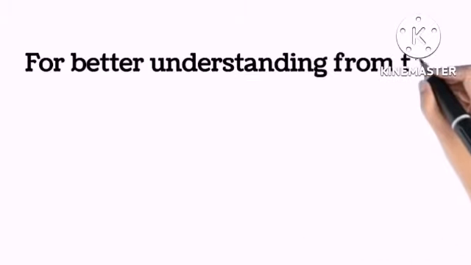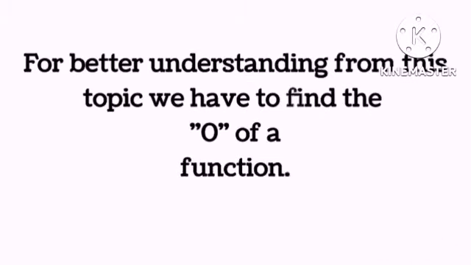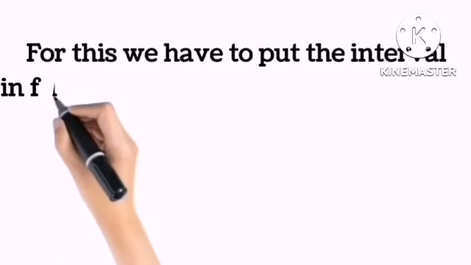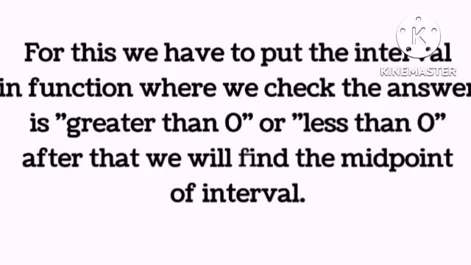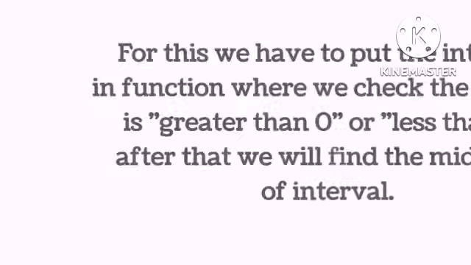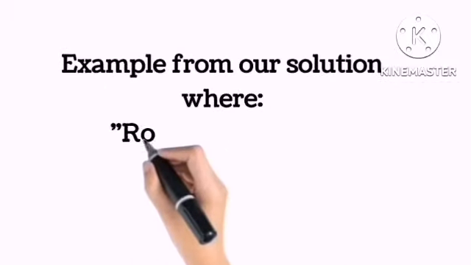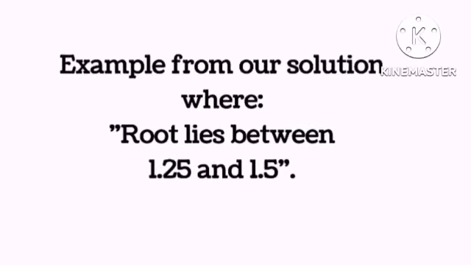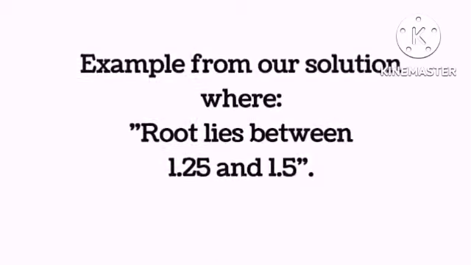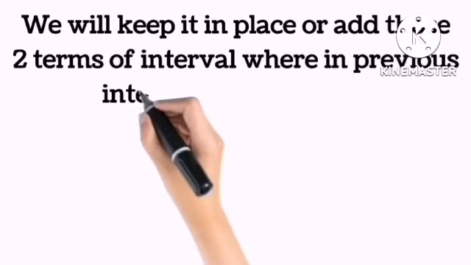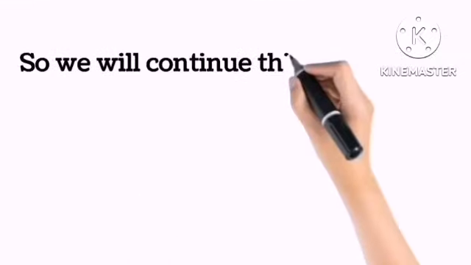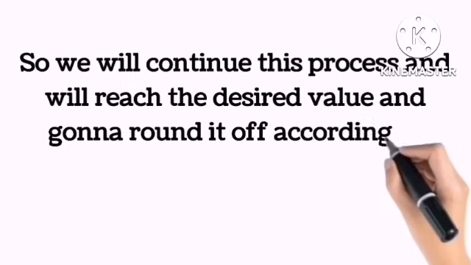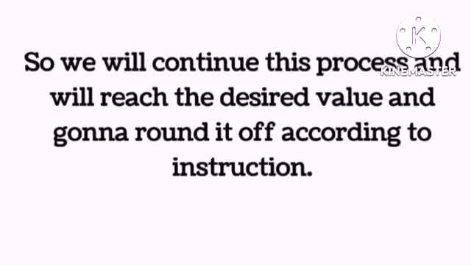For better understanding of our topic, we have to find the zero of a function. For this, we put the interval in the function and check whether the answer is greater than 0 or less than 0. After that, we find the midpoint of the interval. The root lies between 1.25 and 1.5. We keep it in place or add those two terms of the interval, depending on whether the previous interval values come out greater than 0 or less than 0. So we will continue this process until we reach the desired value and round it off according to the instructions.